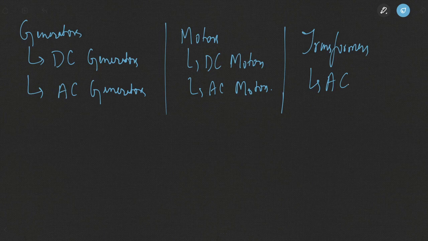Now, this is another set of classification you can make. You can say there are DC machines and AC machines. Among DC machines, you have the DC motor and the DC generator. Among AC machines, you have AC generator, AC motor, and the transformer, because transformers only work on AC.